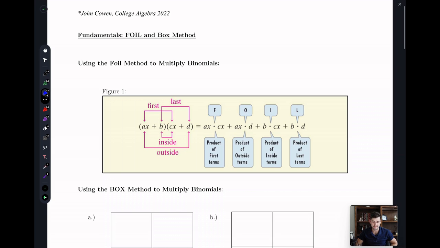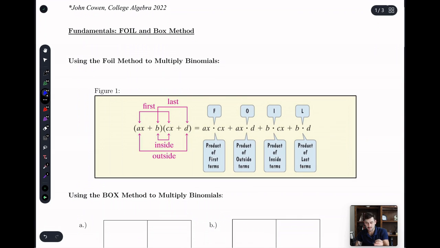So let's get started. FOIL stands for first, outer, inner, last. You can see that right there in the pink words. You've got your first terms, your inside, your outside, and your last. And some people are like, well, what does that mean? It's basically the same thing.